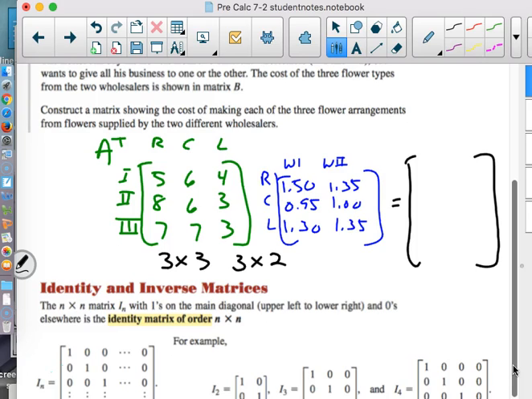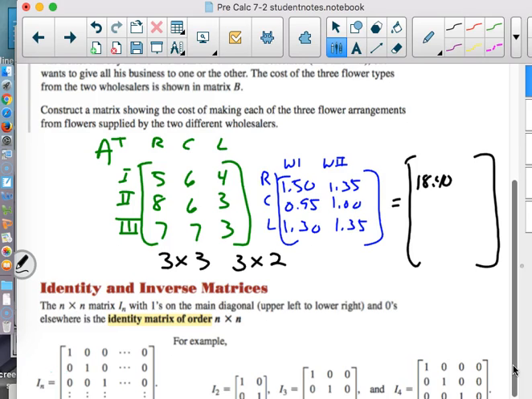But for arrangement 1, we're going to need 5 roses, 6 carnations, and 4 lilies. So 5 times $1.50 plus 6 times 95 cents plus 4 times $1.30. So $18.40. Well, what did I just find here? Well, this was arrangement 1, wholesaler 1.